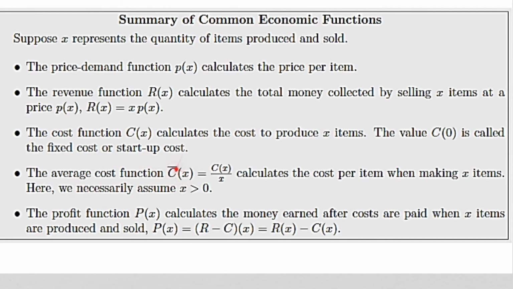Okay, then we've got the average cost function. We call that C bar of x. So you take your cost function and divide it by the number of items produced. And that'll give you the cost of producing each item separately, one item. And then we have the profit function, big P of x. That's the difference between the revenue, the money you take in, and the cost of production.